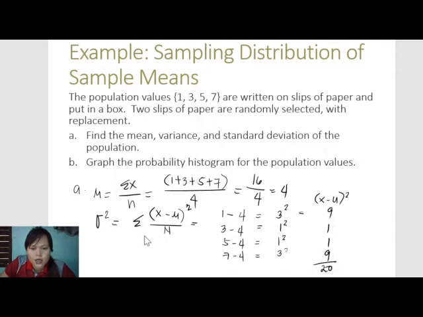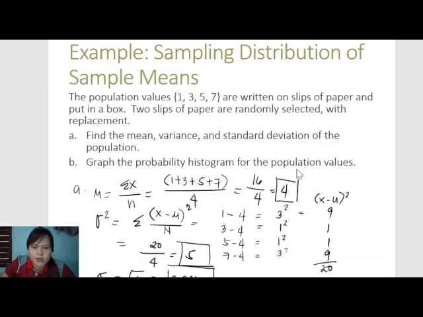Okay, 20. So that would be 20 over 4, which is equal to 5. And our standard deviation would be the square root of 5, which is equal to 2.236. So these are your mean, variance, and standard deviation.